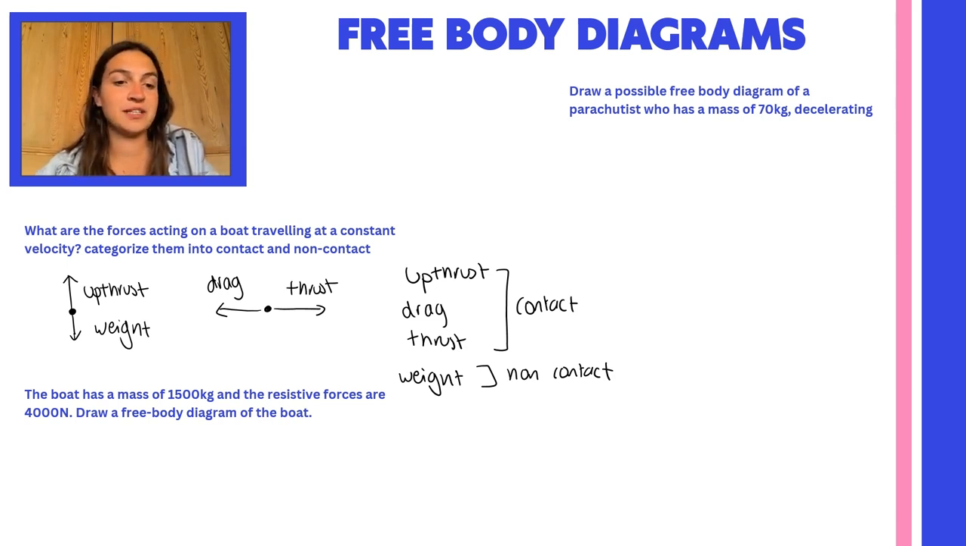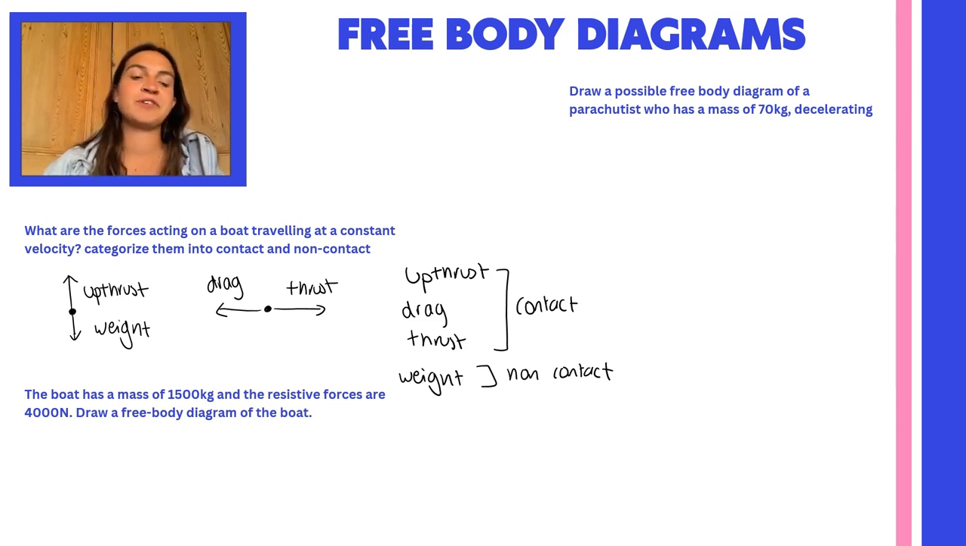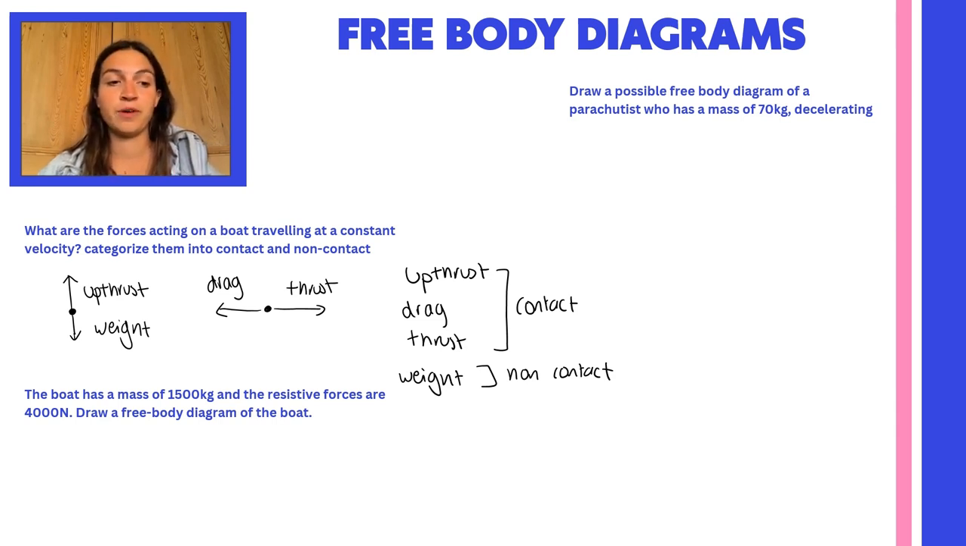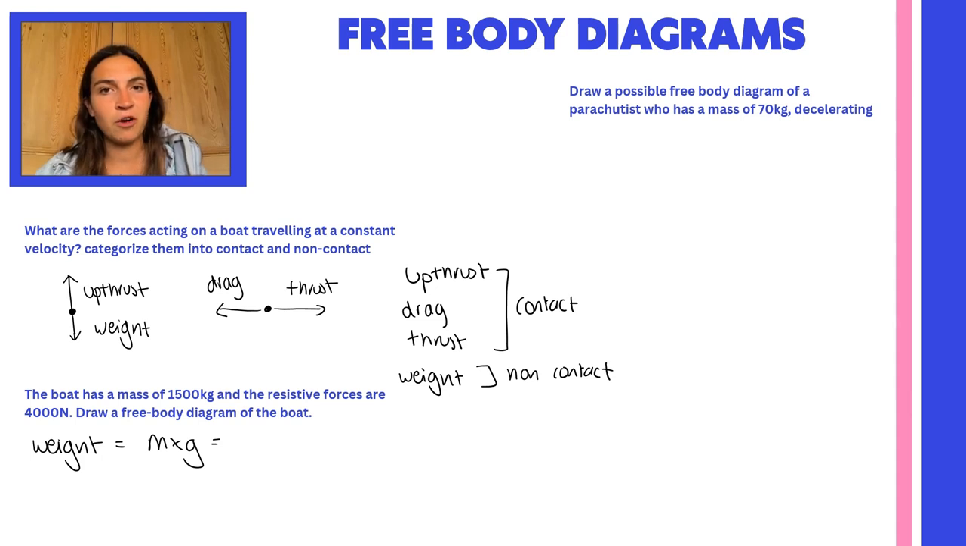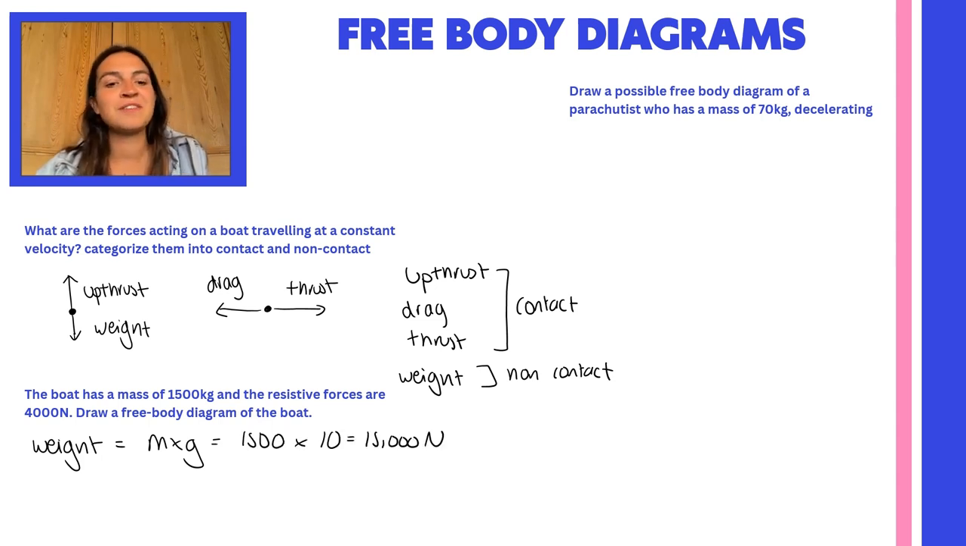Okay, the next question is, the boat has a mass of 1500 kilograms and the resistive forces are 4000 newtons. Draw a free body diagram of the boat. So first thing to do here is to know that my mass is not equal to my weight. So if I want to know the size of the weight, I have to figure that out first. And I do it using my equation that we've covered previously. Weight equals mass times g. g on Earth is 10, so that gives me 1500 times 10 is 15,000 newtons.